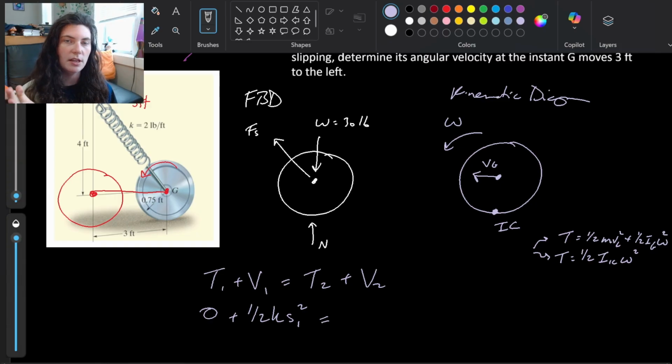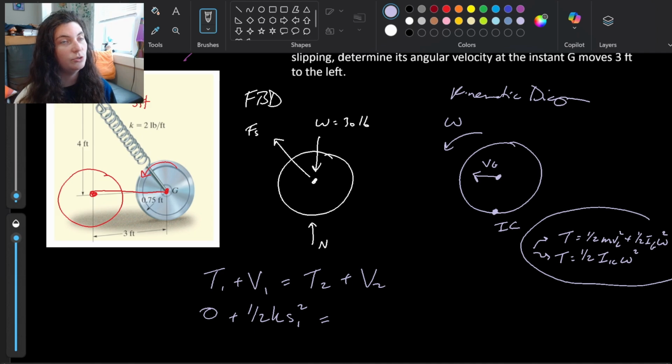Then we're going to come over to the other side of the equation and say, okay, my kinetic energy final, what do I want to use for that? That's where we come back here and say, all right, I've got two choices. I can either use 1/2 mv squared plus 1/2 IG omega squared, or I can use 1/2 IC omega squared, which is the one I'm going to show you in this example, because it's probably the one you're a little less comfortable with.